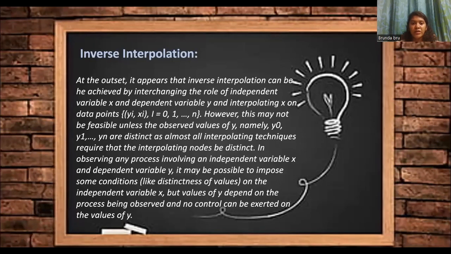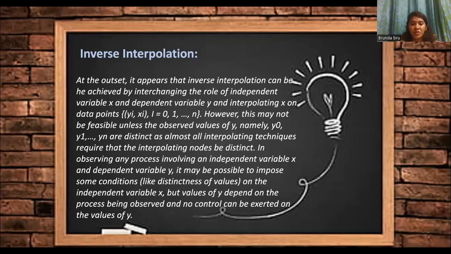At the outset, it appears that inverse interpolation can be achieved by interchanging the role of independent variable x and dependent variable y and interpolating x on data points yi, xi, where i equals 0, 1 until n. However, this may not be feasible unless the observed values of y, namely y0, y1 until yn, are distinct, as almost all interpolating techniques require that the interpolating nodes be distinct.